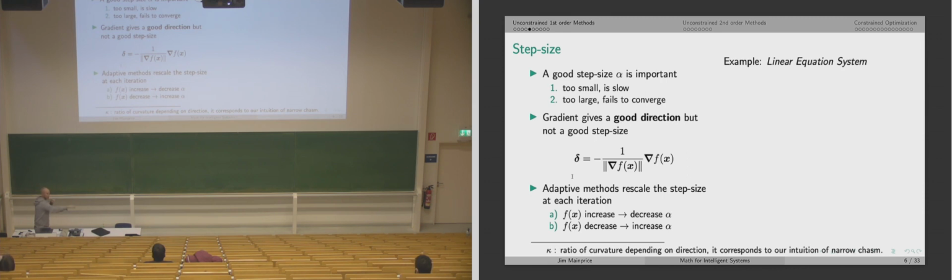If the function decreases, then you might want to increase the step size such that maybe you dive deeper into the local minimum. That's the idea.